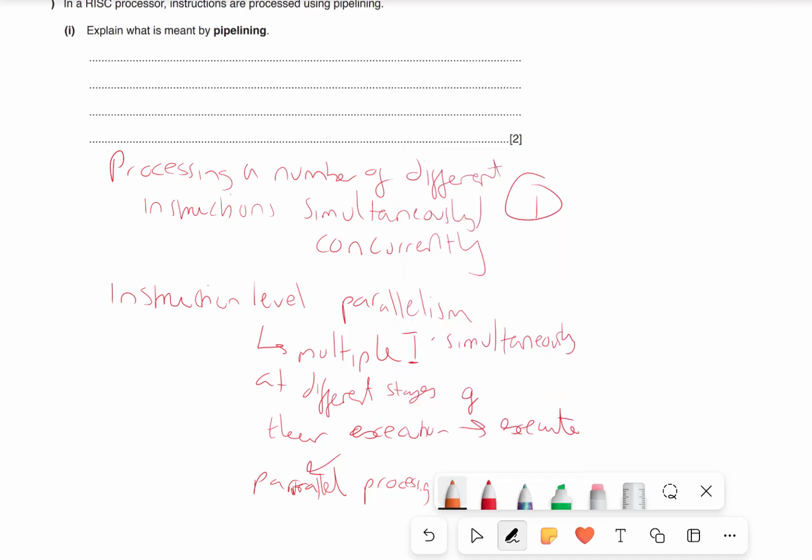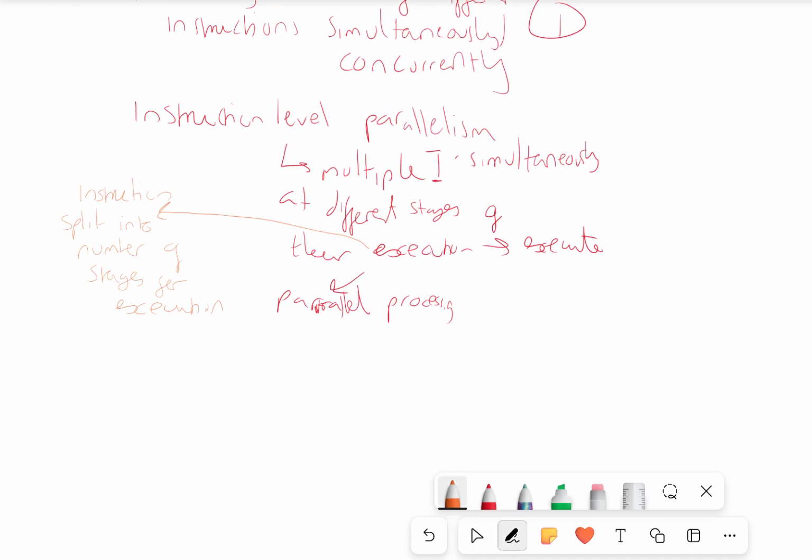We can also say that to get another mark, so that would be 1 mark by the way: an instruction split into a number of stages for execution. You could also build on that by saying when the first stage for an instruction is completed, the next instruction can begin execution. Do you see how specific I'm being with this? I'm talking about the first stage. So any of those will get you the points.